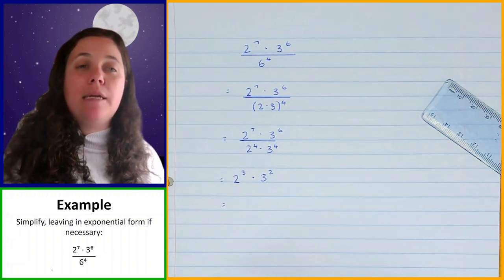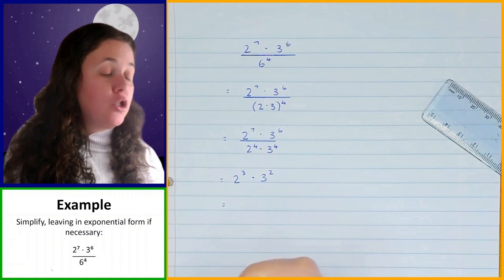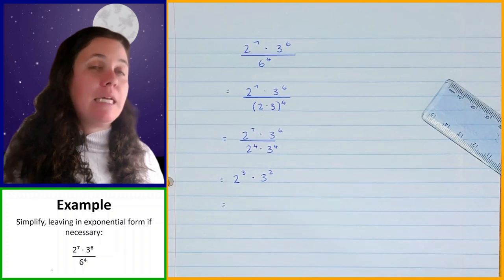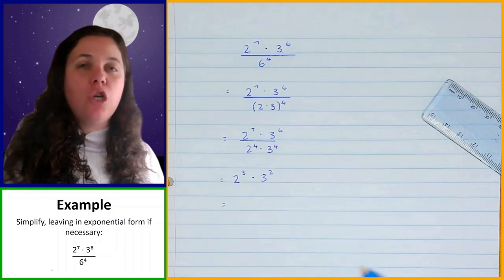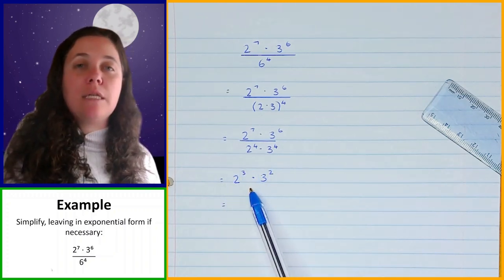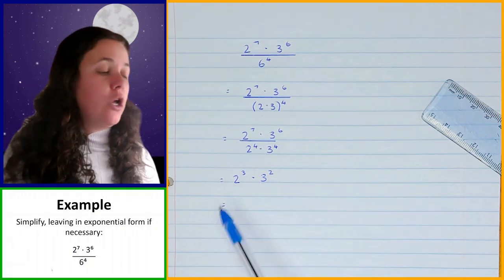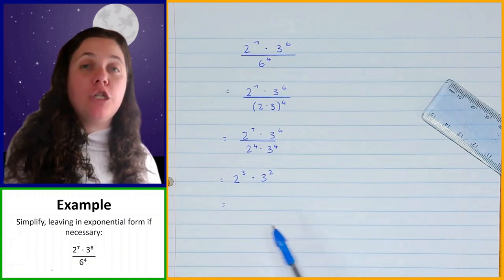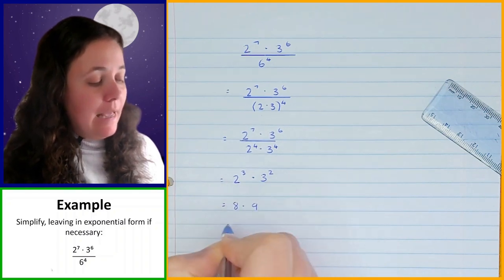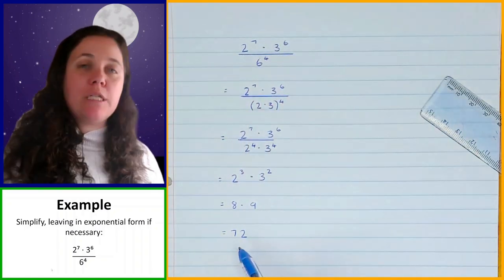If a number would still be a reasonable number to write down when you change it to standard form, then we do change it. Okay, so over here, it's not necessary to leave this in exponential form because 2 cubed is just 8. It's not a massive number. 3 squared is just 9. If the powers that you're working with are ones that you should know, so things like 2 cubed, 3 squared, 4 squared, and so on, then you change them back. So 2 cubed is 8 times 3 squared, which is 9, and that I can simplify, and that gives me 72. So this whole thing over here is equal to 72.